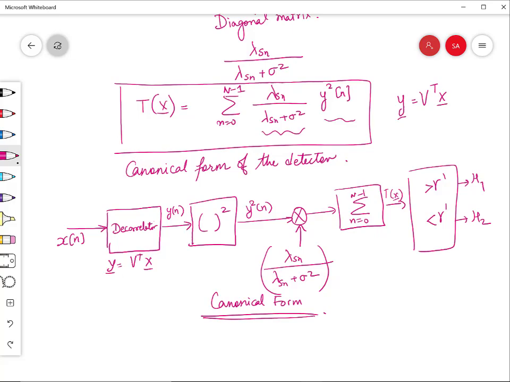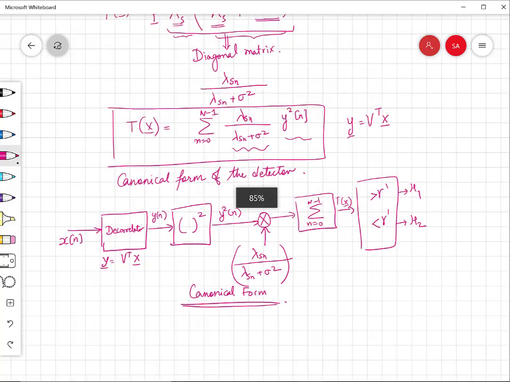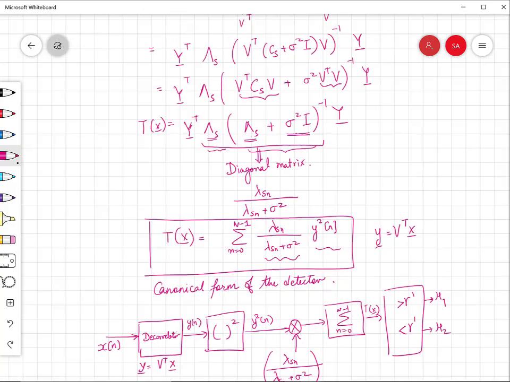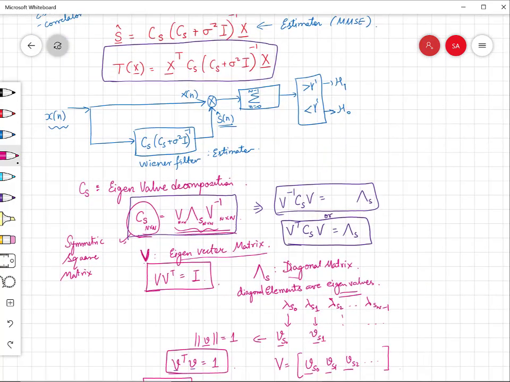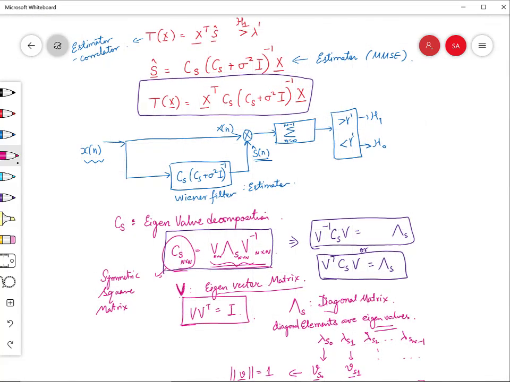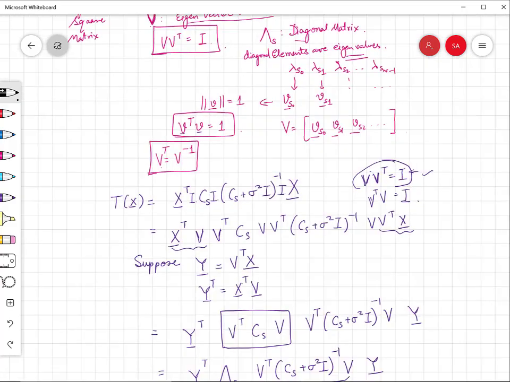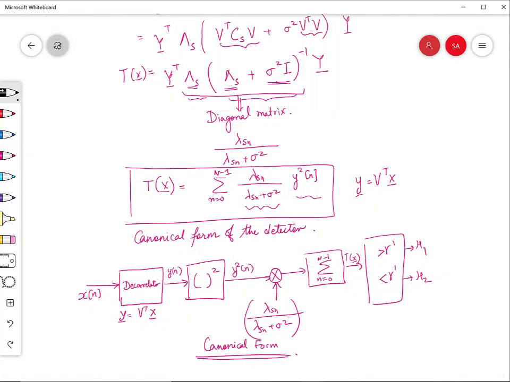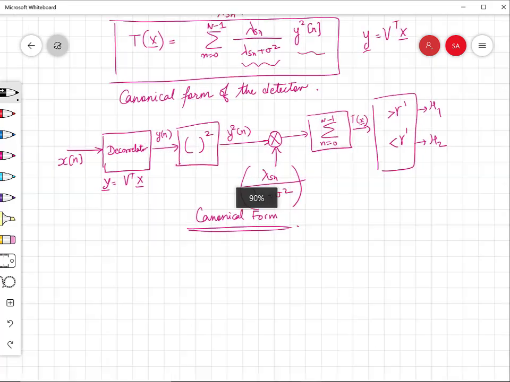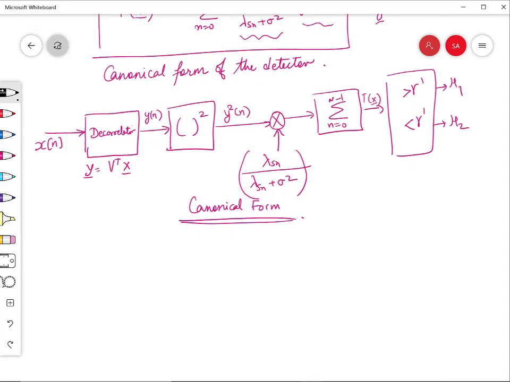So in this you do not need an estimator. This is a different form of the same thing. It is in a different form, you can get the same thing. So this was our estimator correlator. And the second form that I discussed, when you do an eigenvalue decomposition, then you get a canonical form, something like this. Okay, now let's move further.